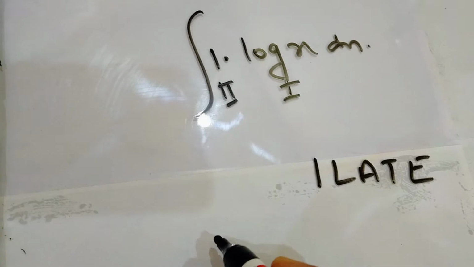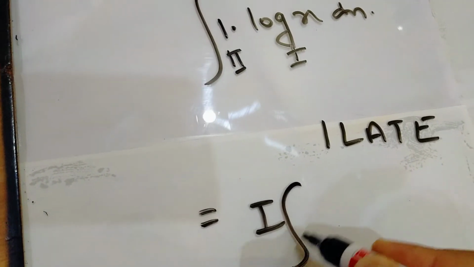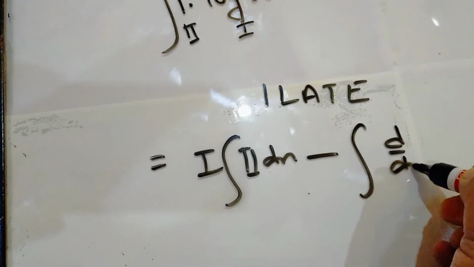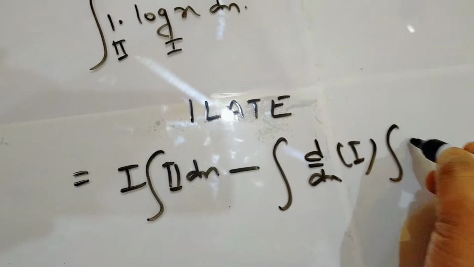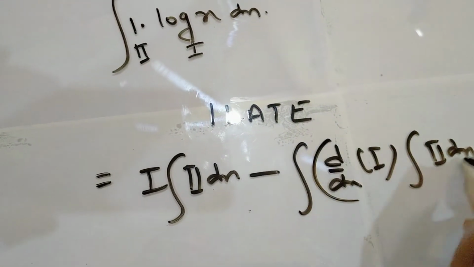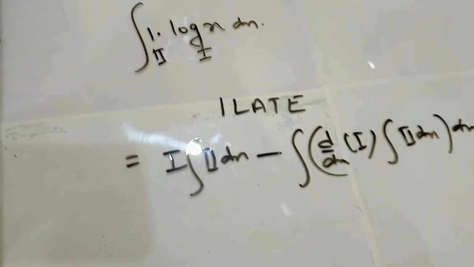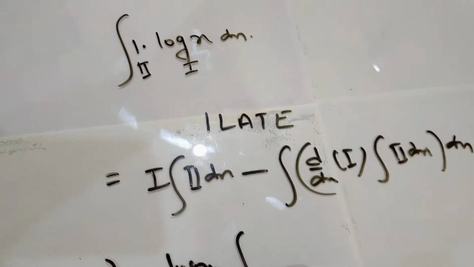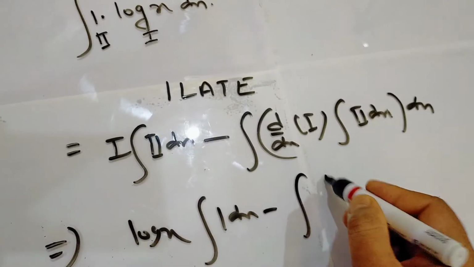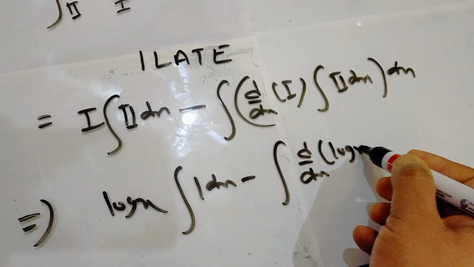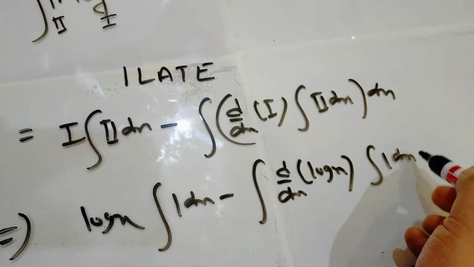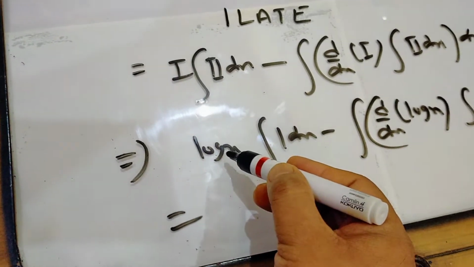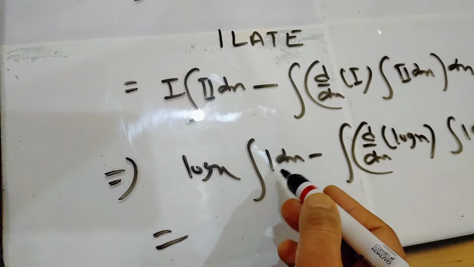Now apply the formula. The formula is first function as it is, integration of second function, then minus differentiation of the first function, then integration of the second function, then whole integration you have to do. So I am going to apply that over here. First function, log x, as it is, integration of 1 dx, minus differentiation of log x, then integration of 1 dx, then whole dx we have to write here. Integration of 1 dx is x.